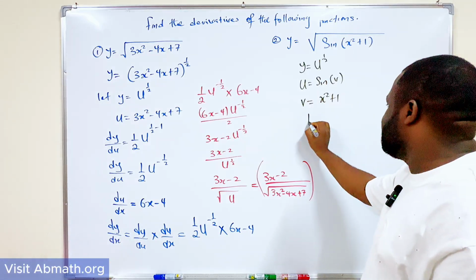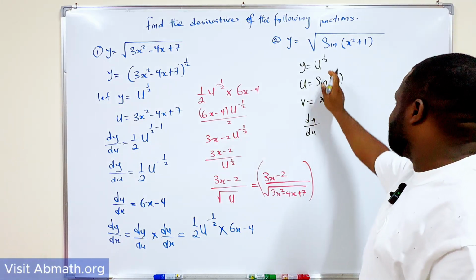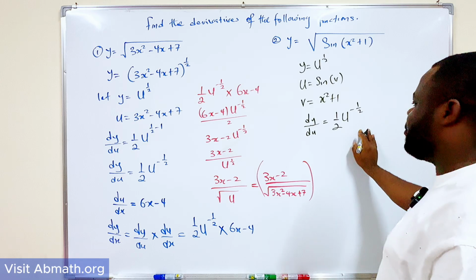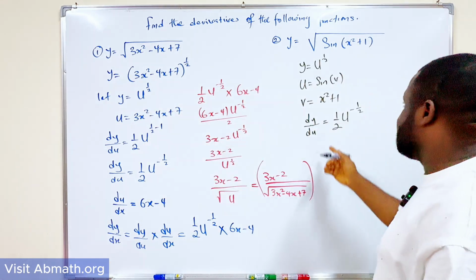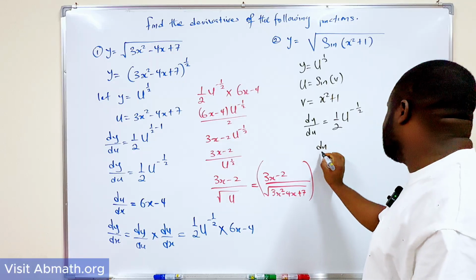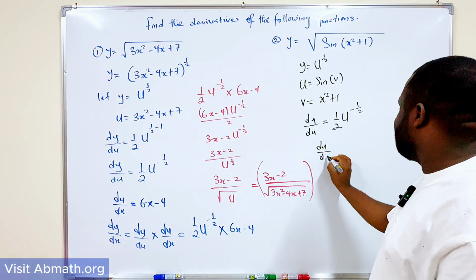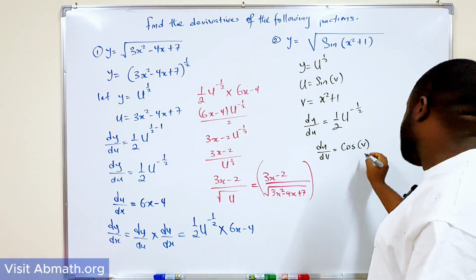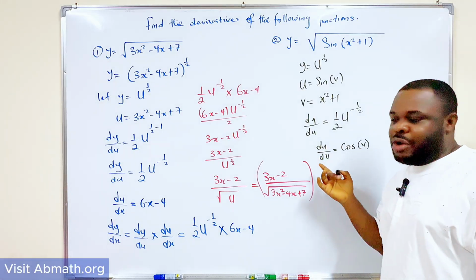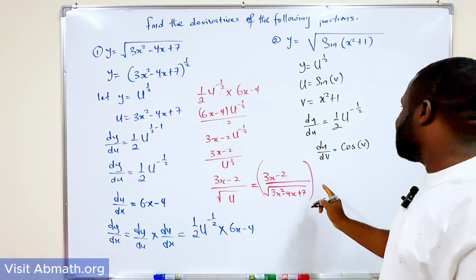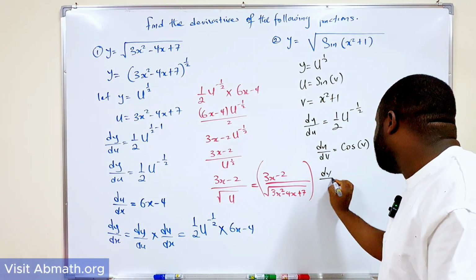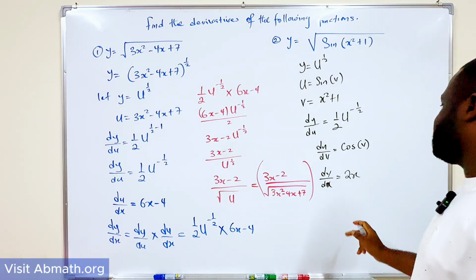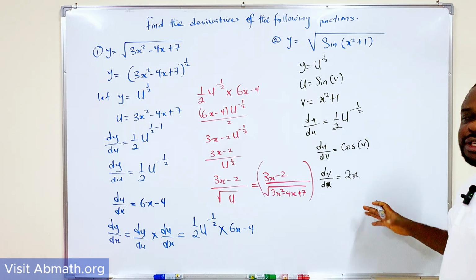So let's find the derivative. The dy/du for this is going to give you 1 over 2 u raised to power negative 1 over 2. It's the same as this. So let's talk about u. The du/dv of sine v will give us cos v. If you don't know how to do trigonometry, also go and watch my video. I explained it there. Now let's talk about dv/dx for this. This is going to give us 2x.